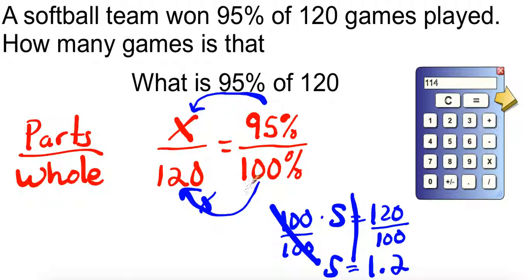So I know that I multiplied 100 by 1.2, and I'll have to do the same to 95 in order to find out what 95% of 120 games are. So I can double check my math by multiplying on this calculator. So I have 1.2 times 95, and I still get 114 games. So I get that x is equal to 114.